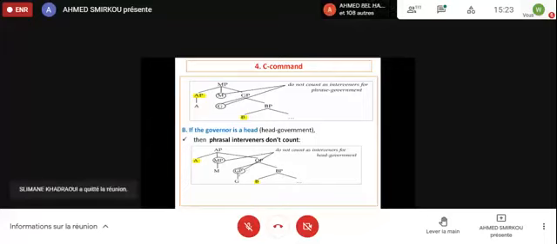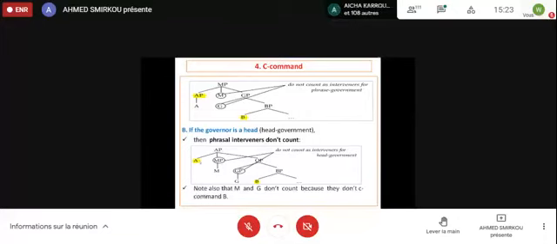Yes, Professor, because it's c-commanded, and there is no intervening node here. MP cannot stop the government, because here the governor is a head, not a phrase. Note also that M and G do not count because they don't c-command B.